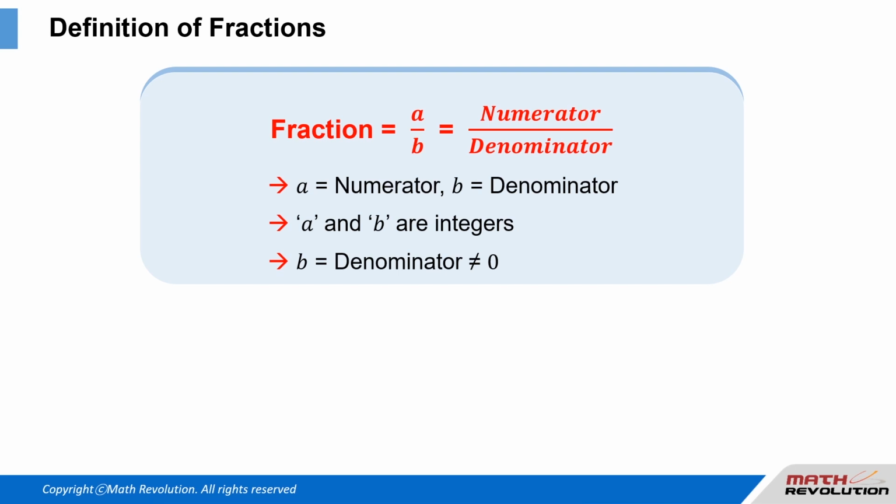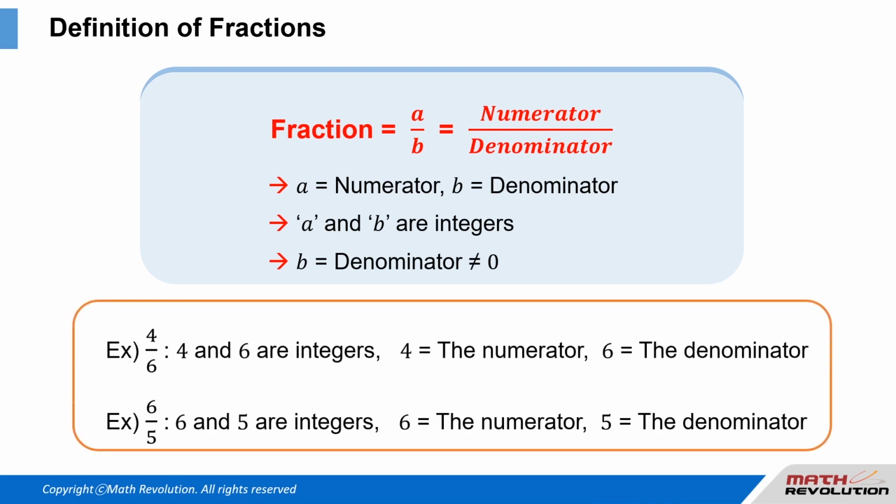For a fraction, a over b, a, the integer on top, is called the numerator, and b, the integer at the bottom, is called the denominator. Fraction equals numerator over denominator, where denominator is not equal to 0.